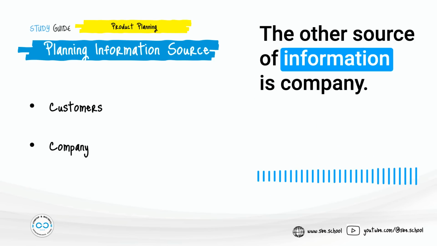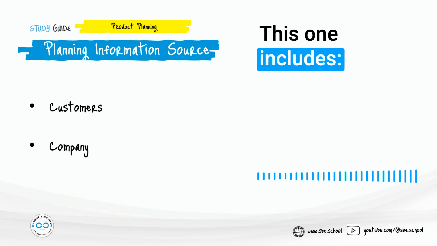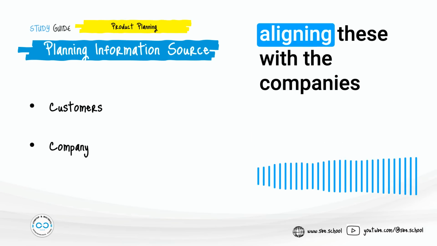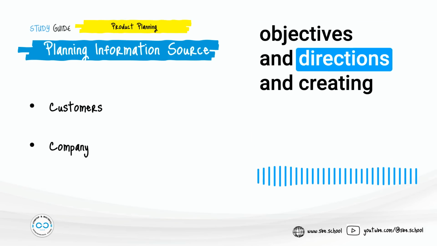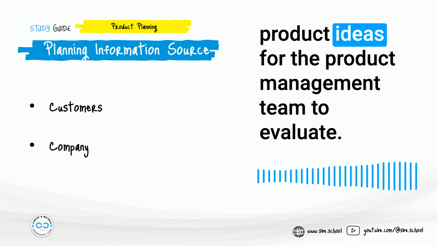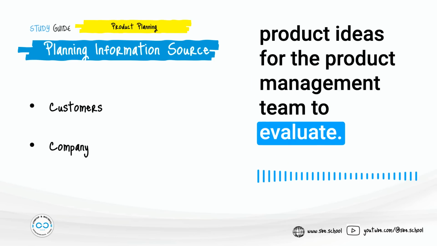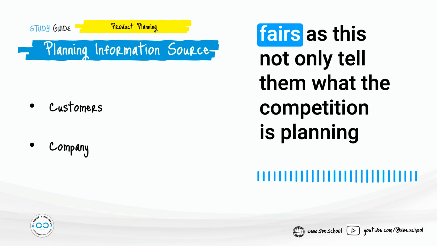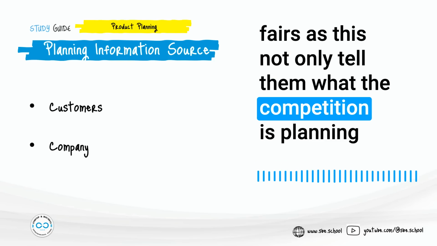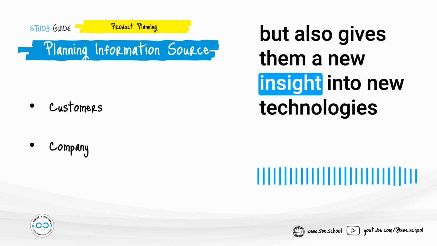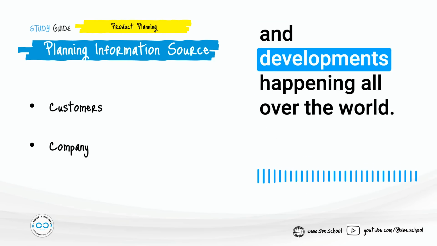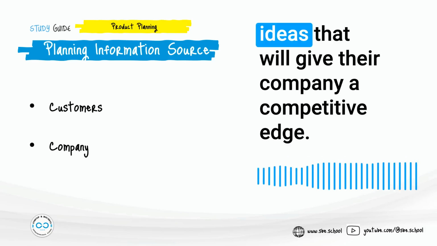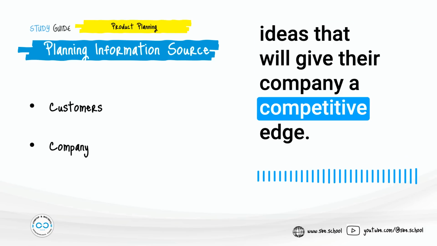The other source of information is the company. This includes think tanks, as companies are always evaluating the environment and aligning these with the company's objectives and directions and creating product ideas for the product management team to evaluate. Trade fairs. The product management team also visits various trade fairs, as this not only tells them what the competition is planning but also gives them new insight into new technologies and developments happening all over the world. This also assists them in creating business ideas that will give their company a competitive edge.